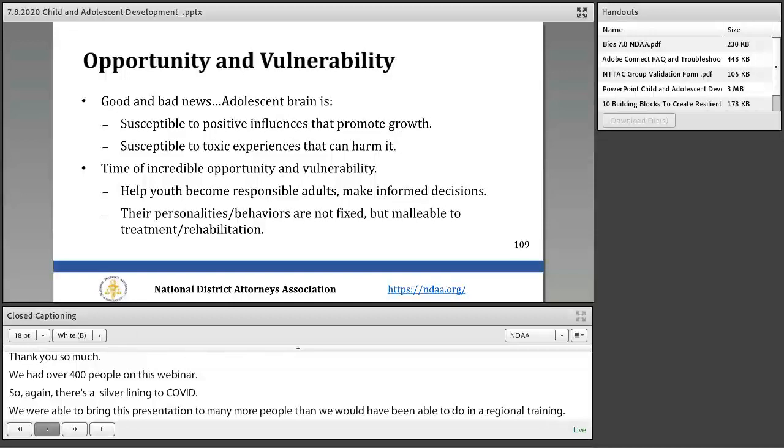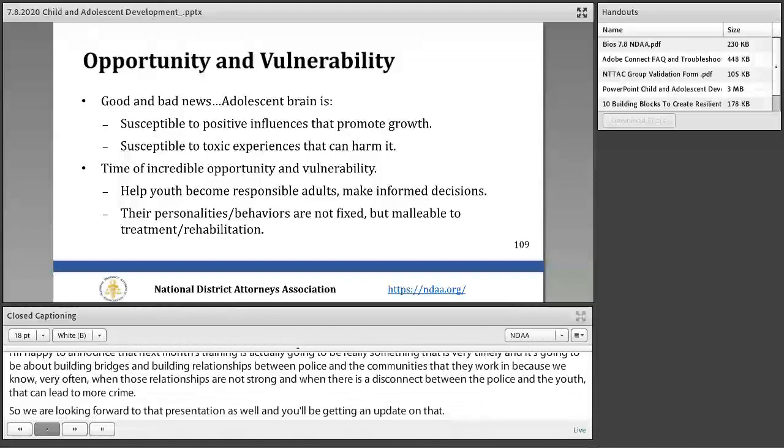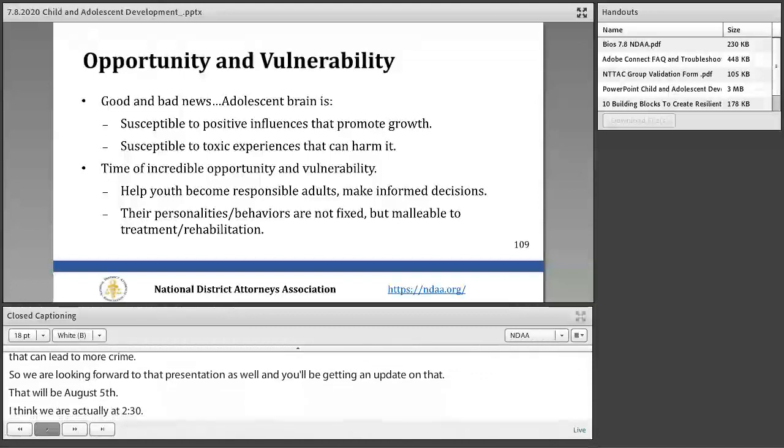And I'm happy to announce that next month's training is going to be really something that is very timely, and it's going to be about building bridges and building relationships between police and the communities that they work in, because we know very often when those relationships aren't strong and when there's a disconnect between the police and the youth, that can lead to more crime. So we're looking forward to that presentation as well, and you'll be getting an update that will be on August 5th.